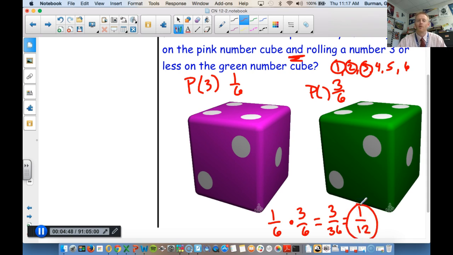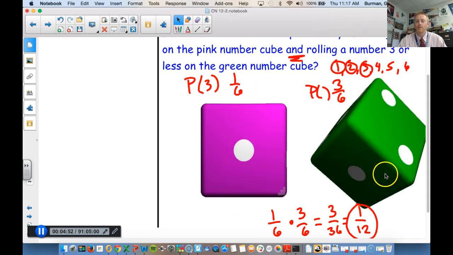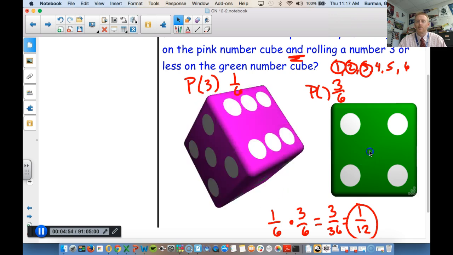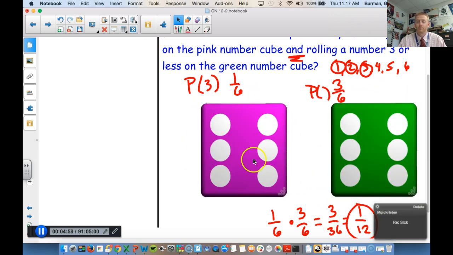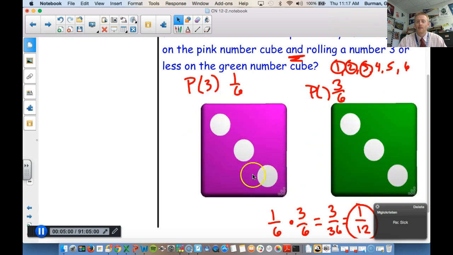So 1 out of 12 times of us rolling this, we should get a 3 and a number that is 3 or less. Haven't gotten there yet. 3 and 3 or less. So that happened right there. That was only the 4th try. As you can see, this is something we can check with our own experiments, but this is the math we need to be able to do. You find the probability of each individual event and multiply them together.